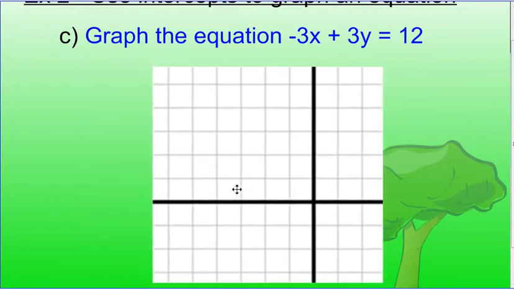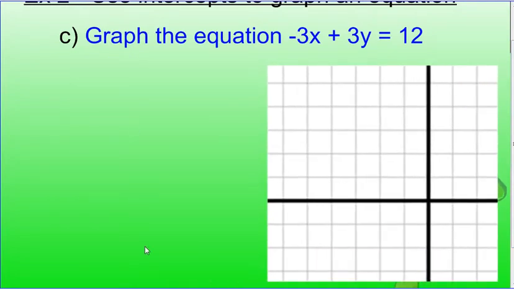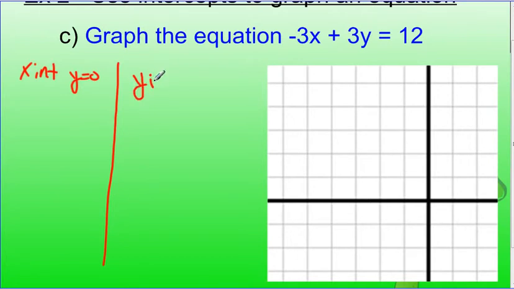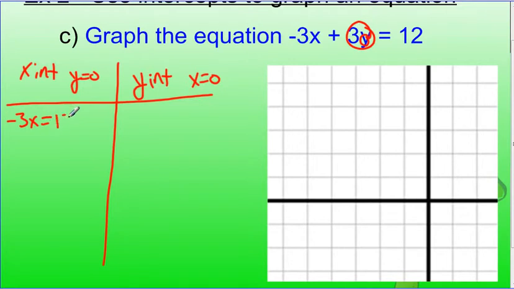Okay, let's see how this does. I'll work over here. So we're going to find our x-intercept, which happens when y equals 0. The y-intercept happens when x equals 0. So if I plug in 0 for y, that's 0, so I get negative 3x equals 12. The way you get rid of a times by negative 3 is you divide by negative 3 on both sides. These cancel. x equals negative 4.